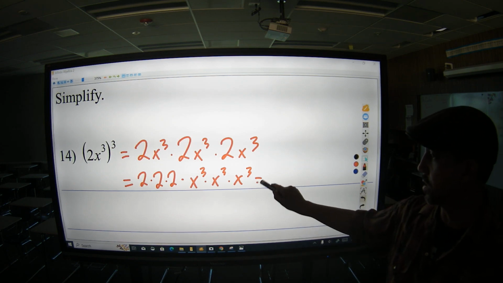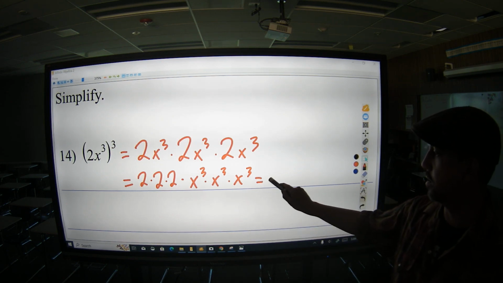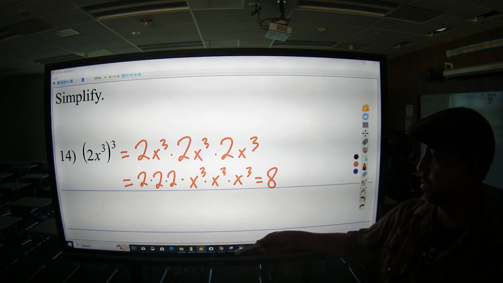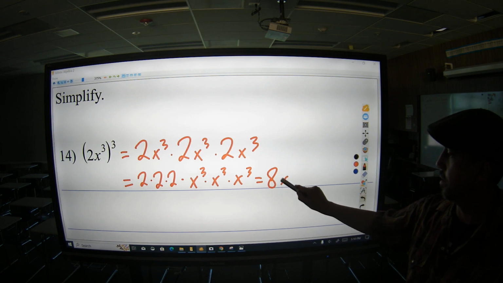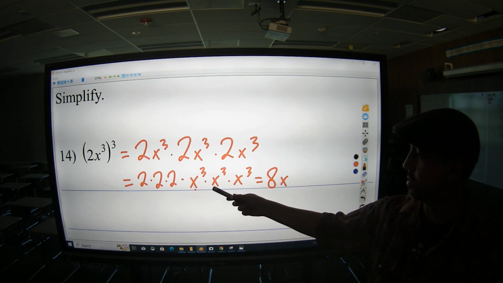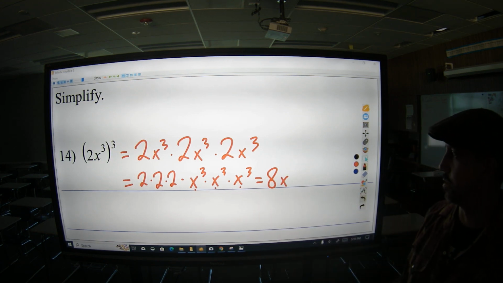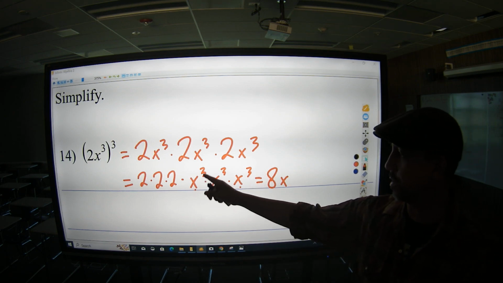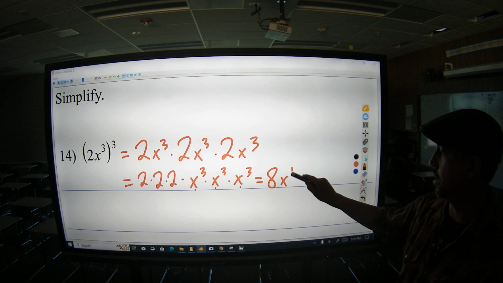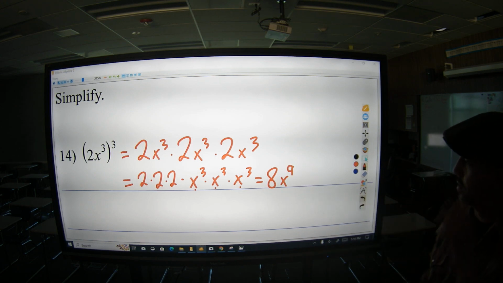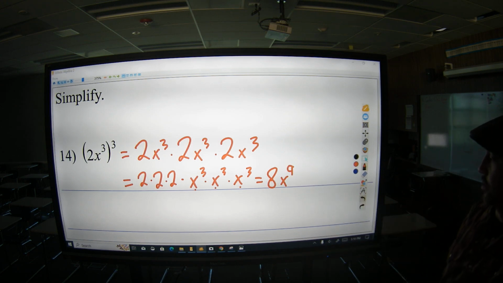So 2 times 2 is 4, 4 times 2 is 8. So again, 2 times 2 times 2 is 8. And since I'm multiplying equal bases, now we can add the exponents. So I'll do 3 plus 3 plus 3, right? And that means 8x to the 9. So this is one way to do it.